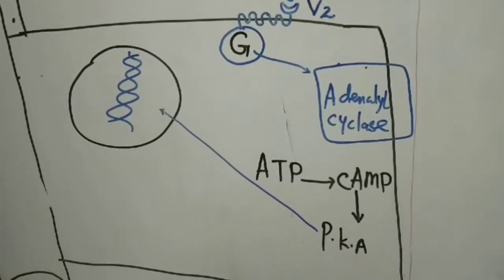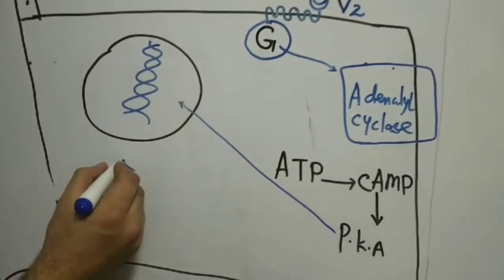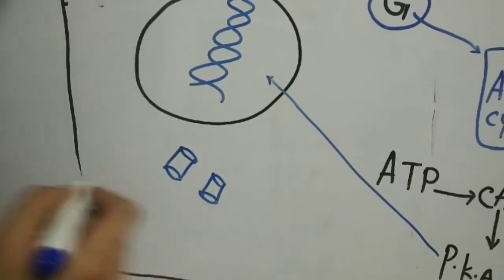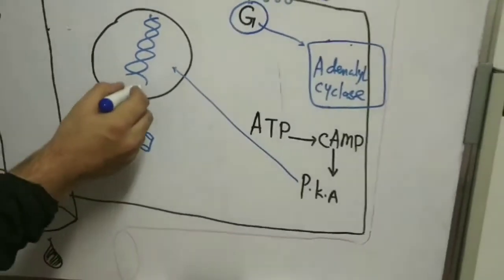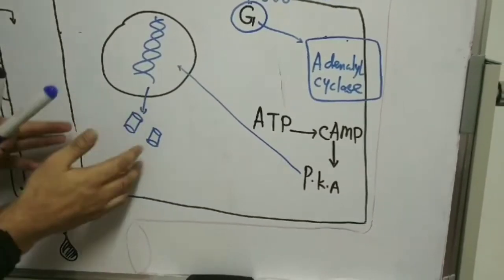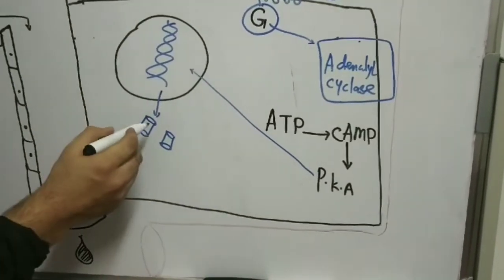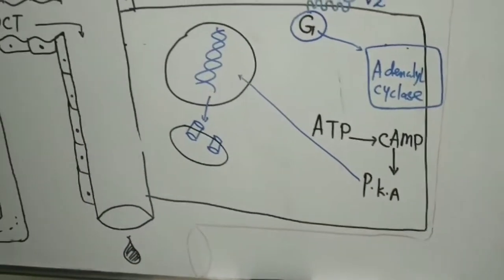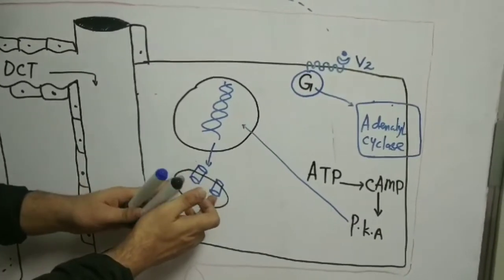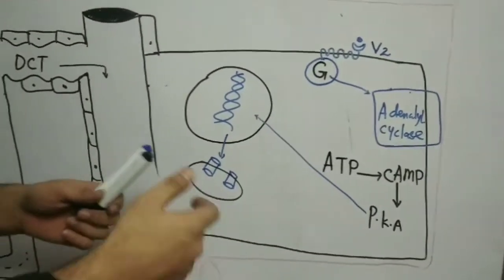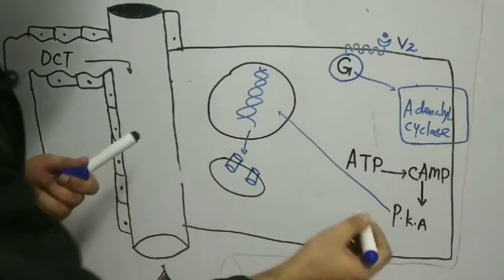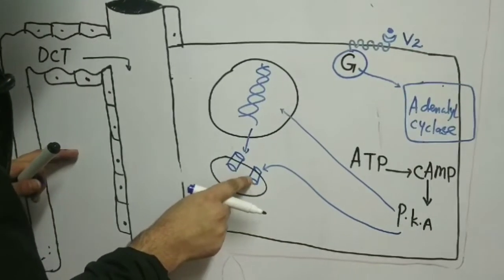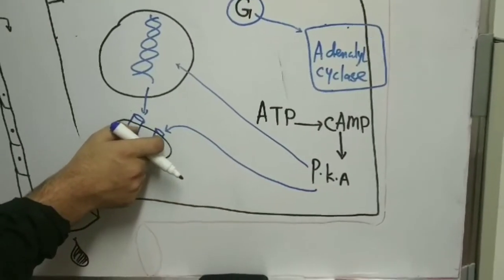Let me show you here these proteins. Suppose these are the proteins which are formed. Now these proteins enter into the vesicles. Suppose this is the vesicle. If these proteins are already formed, then what the protein kinase A is going to do is go and activate these channels, these proteins.